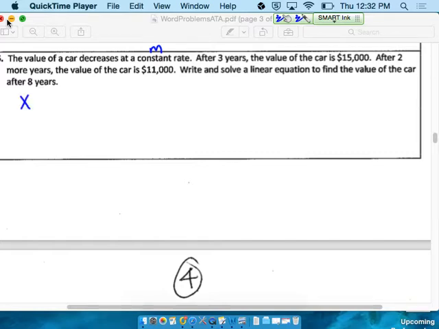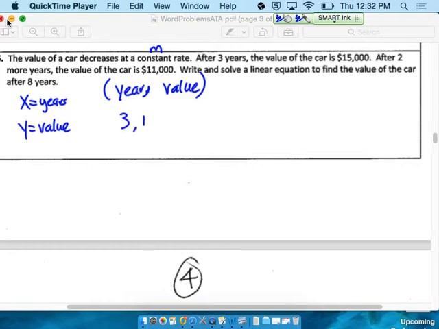So the independent variable would be the years, and the dependent variable is going to be the value of the car. So that means that one ordered pair would be years and value. The value of the car is determined by which year we're taking that value in. So the 2 ordered pairs that we're given are 3 and 15,000. And the other ordered pair we're given is 3 years, 2 years later, that's 5 and 11,000. So those are my 2 ordered pairs.